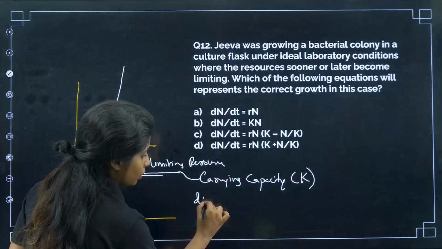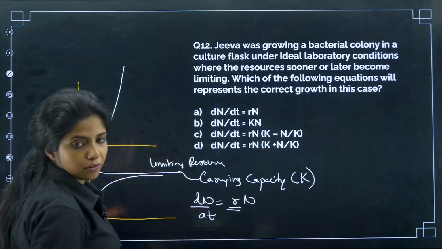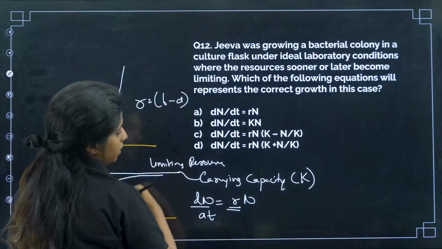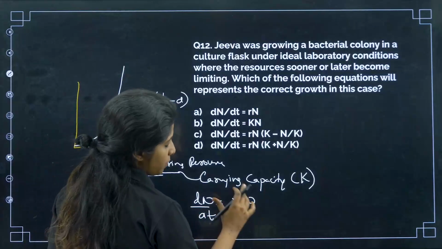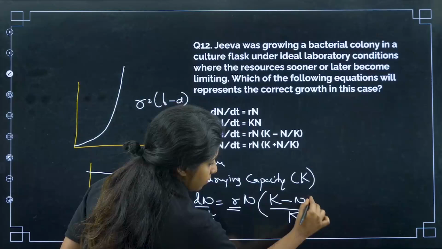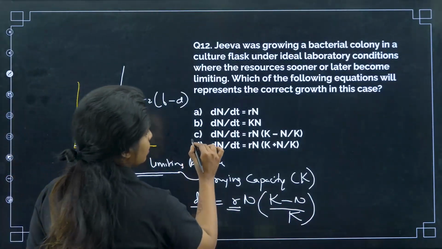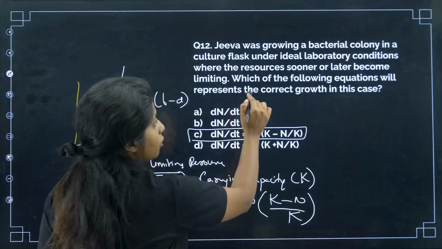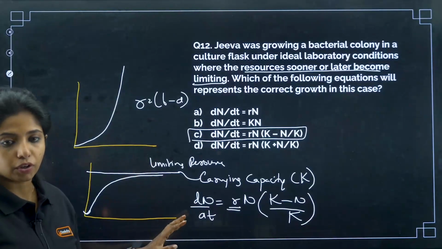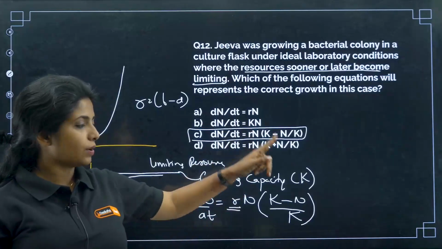So, I'll say the population growth dN by dt would be equal to rN. R means intrinsic rate of natural increase, the reproductive capacity and everything. R is basically nothing but birth rate minus death rate, which is happening in the population. And then I can mention (K minus N) divided by K. This is how much growth can happen within a carrying capacity. So this becomes an equation. Why do we say this is the equation? Because here you have mentioned that the resources will sooner or later become limiting. When you are saying it is limiting, that means you are talking about this type of growth. Cool. So this is your answer for the question.